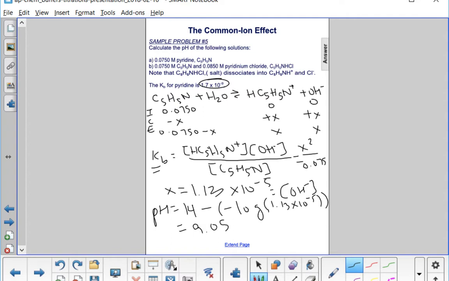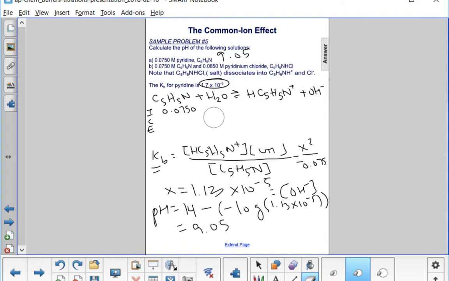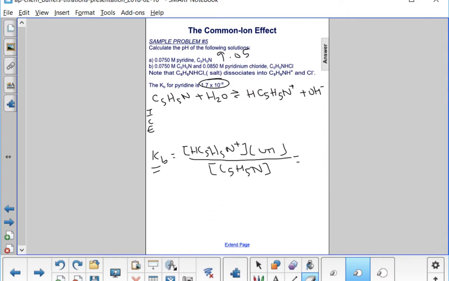Now we're going to do part B. What happens when we add some pyridinium chloride? Let me just make a note here. This pH was 9.05. Most of this problem stays the same, so I'm going to just erase the parts that are different. We'll start with a fresh ICE table. The Kb expression is the same, and we'll redo these calculations with our new values.